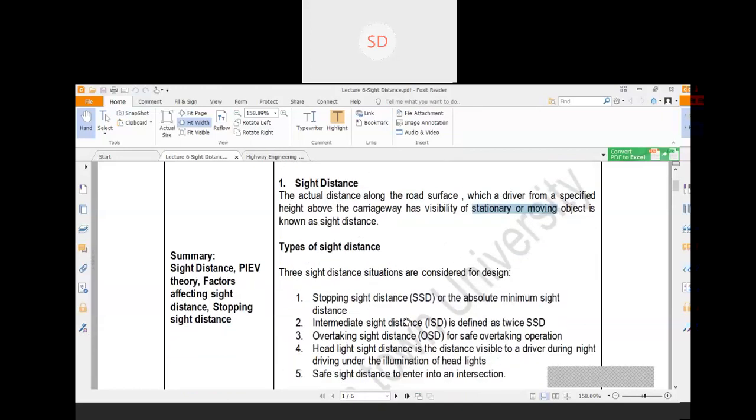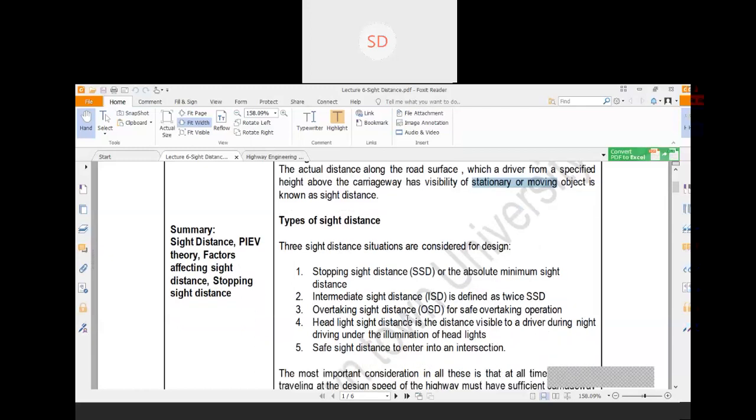Now, there are different types of sight distance. The most important one is stopping sight distance. As the stopping sight distance is required in each and every portion of the road, this sight distance is called absolute minimum sight distance. It means that even if any other type of sight distance cannot be provided over a particular section because of land or other constraints, you must provide stopping sight distance there. This is a must.